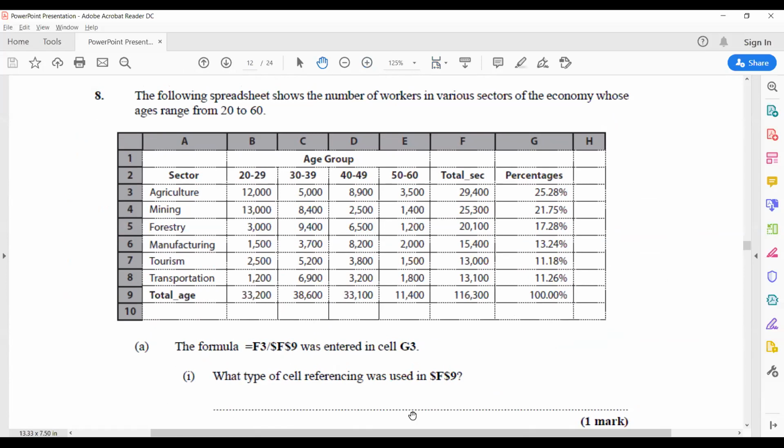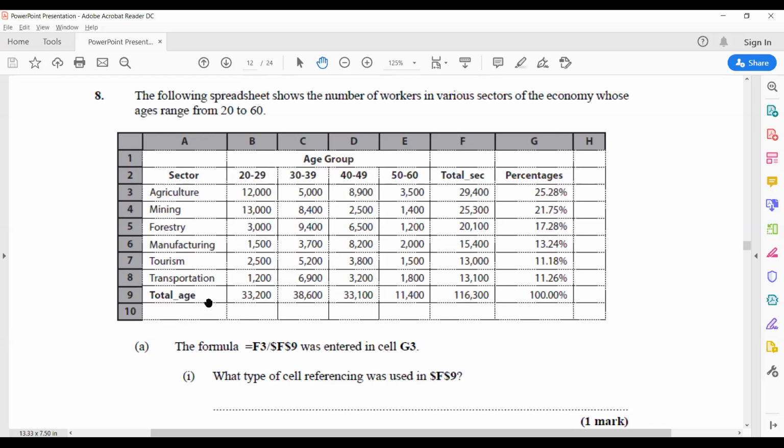Okay. The following spreadsheet shows the number of workers in various sectors of the economy whose ages range from 20 to 60. Right. So then they give you a spreadsheet with different sectors: agriculture, mining, forestry, manufacturing, tourism, and transport, and they have different age groups, right? So there's 20 to 29, 30 to 39, straight up to 60.